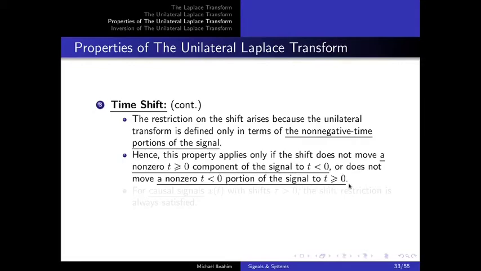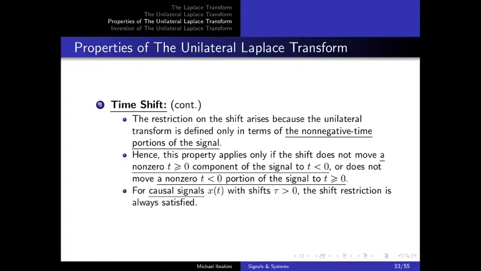So the main idea here is that if you have a non-zero part of the signal happening for t larger than or equal to 0, it should not be shifted before 0. And if we have a non-zero part happening for t less than 0, it should not be shifted to t larger than 0. If this condition is satisfied, we can apply the time shift property. Otherwise, we cannot apply the time shift property.